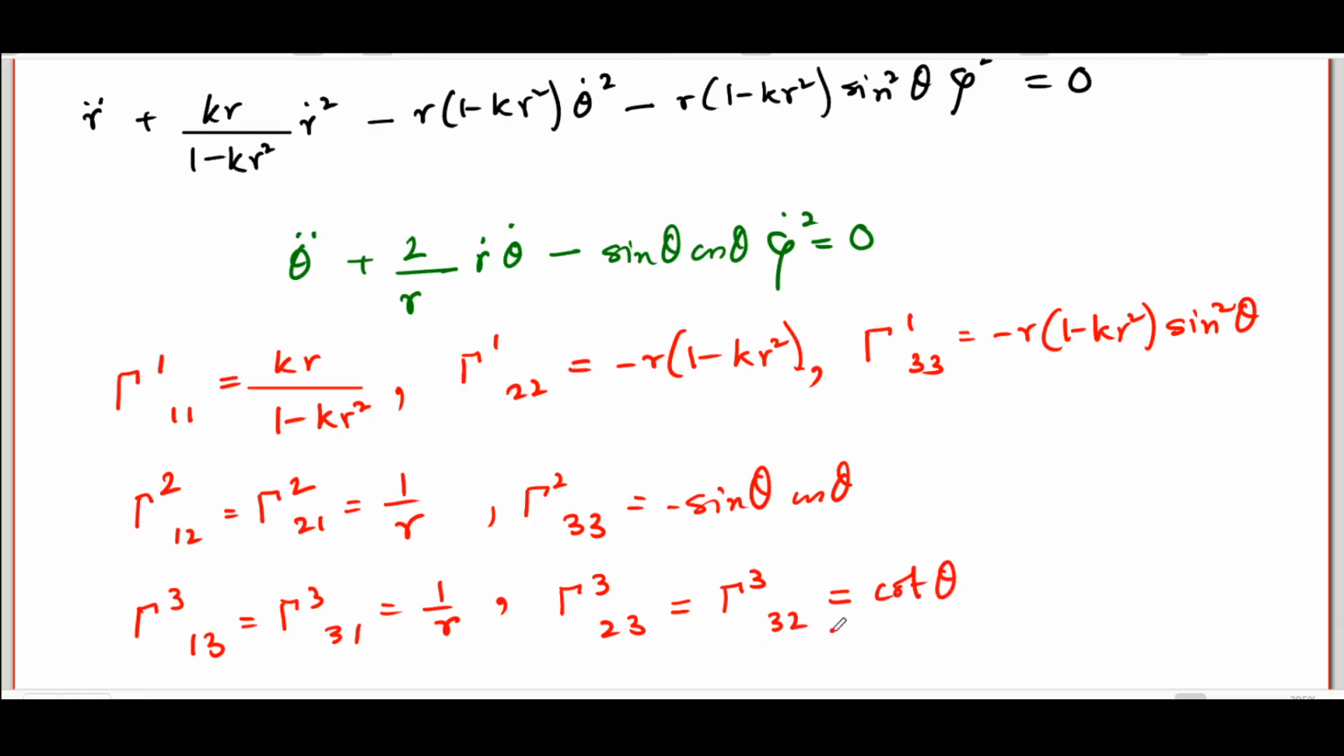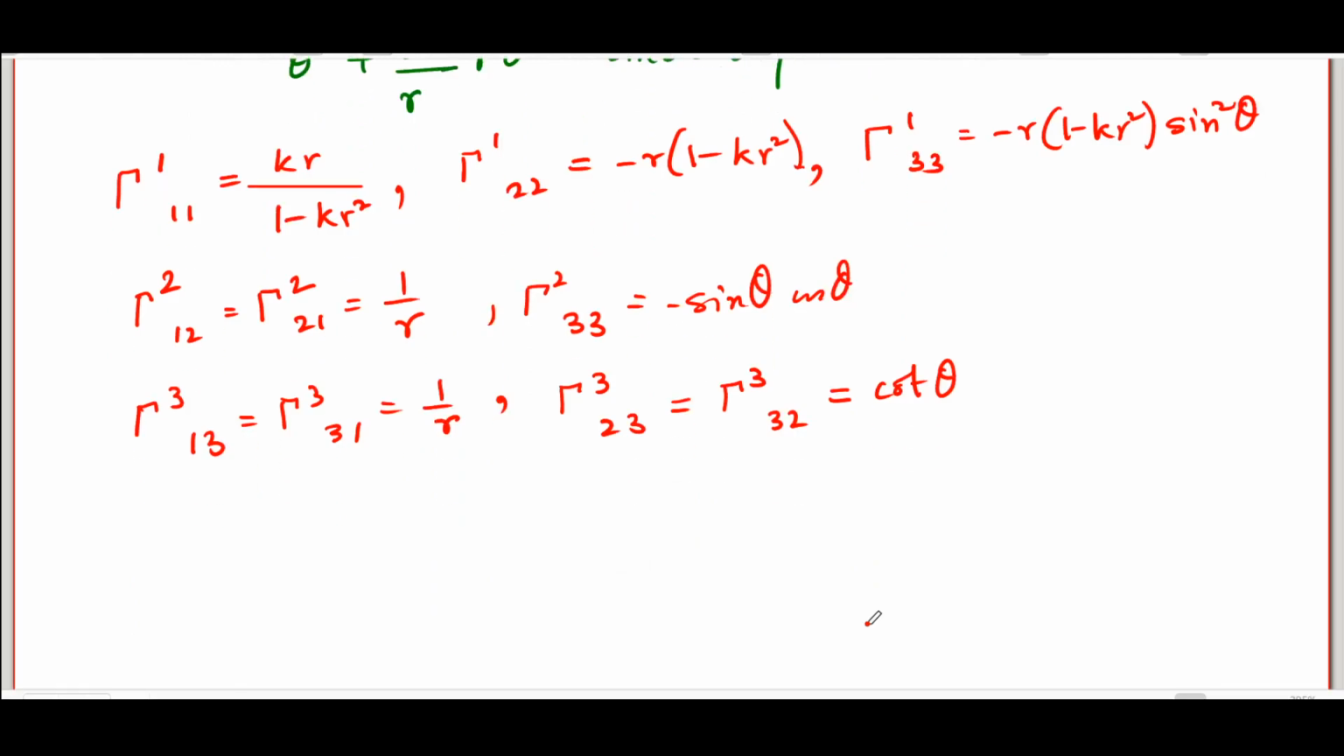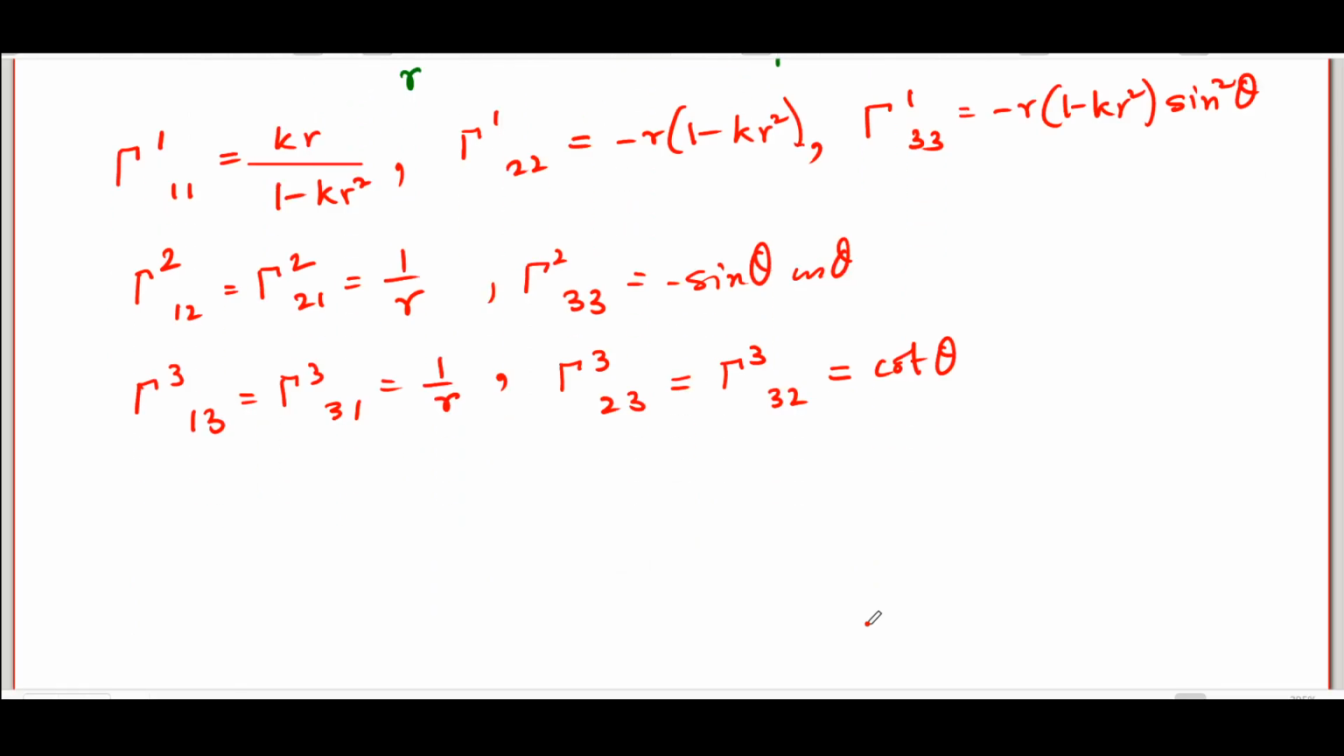Let me warn you about one thing. This symmetry in the lower two indices is a property of the Christoffel symbols in a Riemannian manifold if you are using the coordinate basis, not in other bases. So be careful about that. Right now, of course, the symmetry is there.